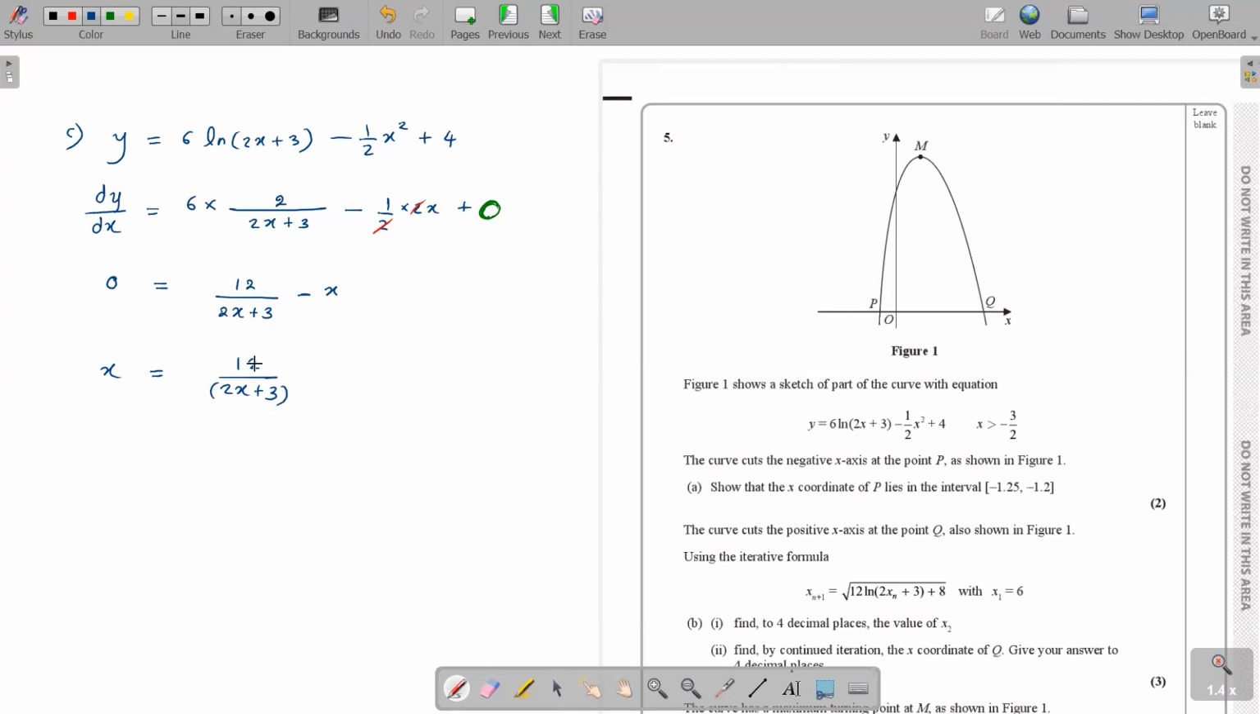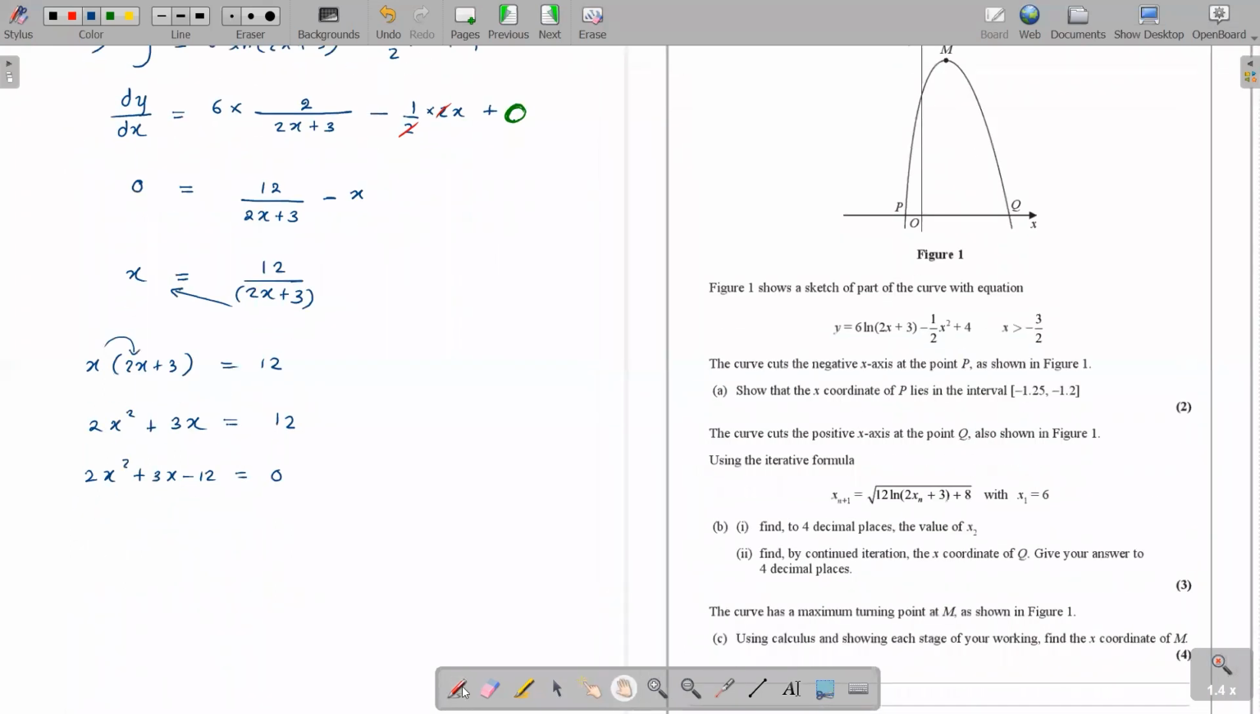Then 2x plus 3 we can take to the other side and multiply with the x. So what do we get here? x times 2x plus 3 equals 12. Open the bracket. x into 2x is 2x square. x into 3 is 3x equals 12. So 2x square plus 3x minus 12 equals 0. Do you agree with me?